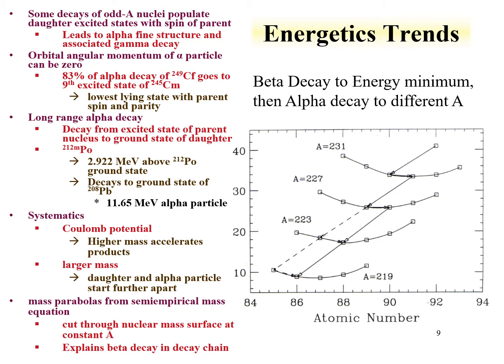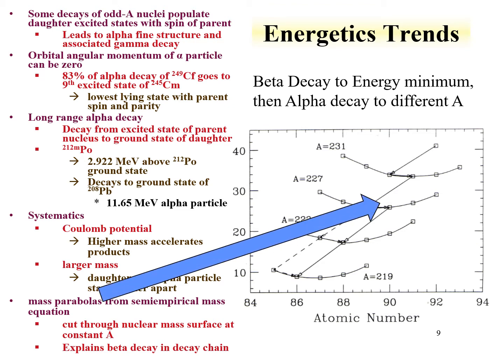There are some systematics that can be observed from alpha decays. We've already discussed the Coulomb potential as a way of accelerating the higher mass products out of the nucleus. And with a larger mass, so larger A's that decay, the daughter and alpha particle can start further apart within the nucleus. So that's another reason that this potential exists, so that alpha decay occurs with higher A nuclei.